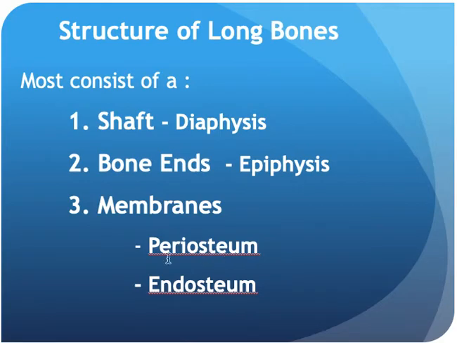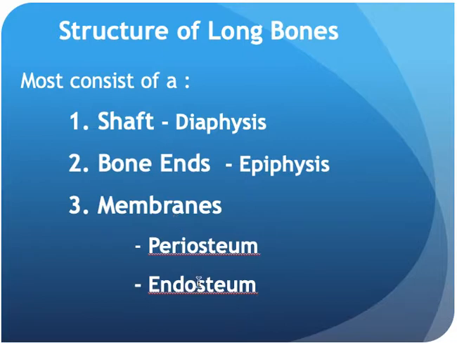Okay, so here are our long bones. So they're going to be a little bit different. They're going to consist of a shaft, which is going to be termed the diaphysis, and they're going to also have ends, so bone ends, and those are going to be called the epiphysis. And then we're also going to have our membranes, and those are going to be the periosteum and the endosteum.